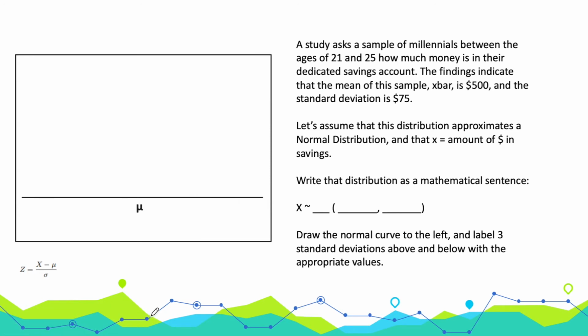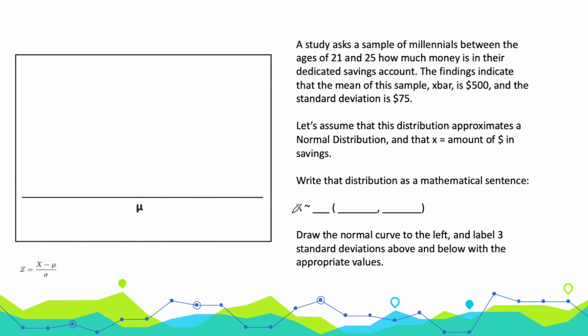Let's go through an example. A study asks a sample of millennials between the ages of 21 and 25 how much money is in their dedicated savings account. The findings indicate that the mean of this sample, x bar, is $500 and the standard deviation is $75. Let's assume that this distribution approximates a normal distribution and that X equals the amount of money in savings. First, let's write that distribution as a mathematical sentence.